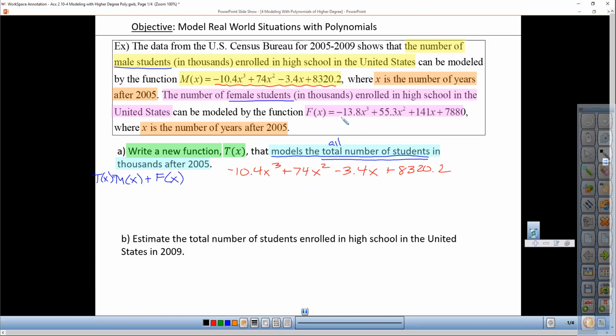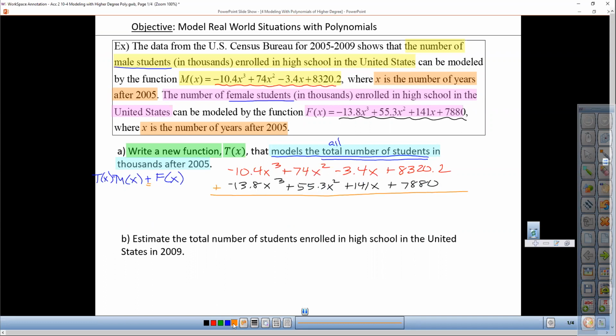So now I'm going to take my f of x terms and line them up below the like terms. So this would be negative 13.8x cubed, then plus 55.3x squared, plus 141x, plus 7,880. Now remember, we've earlier determined that we need to add these together. So adding doesn't change signs, so we'll keep the signs of my terms in black here for f of x and just combine them with the terms in red.